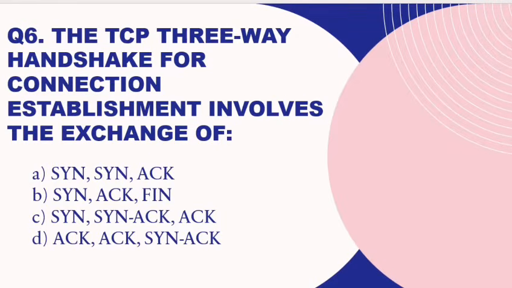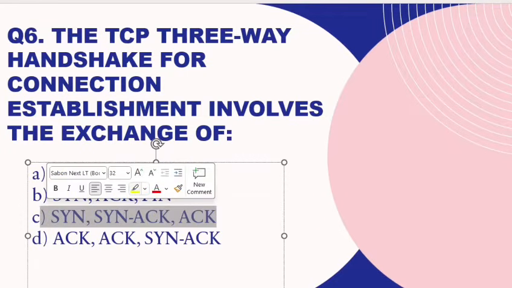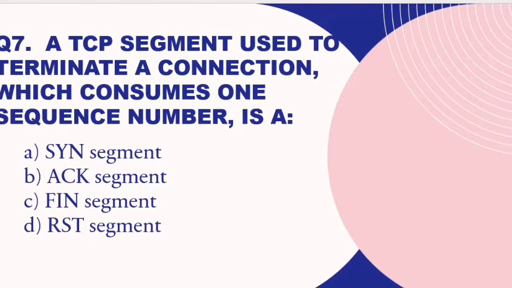The TCP three-way handshake for connection establishment involves the exchange of option A, SYN, SYN and ACK. Option B, SYN, ACK and FIN. Option C, SYN, SYN-ACK and ACK. Option D, ACK, ACK and SYN-ACK. So the correct answer for this question is option C. Moving on to the next question, which is question number 7.